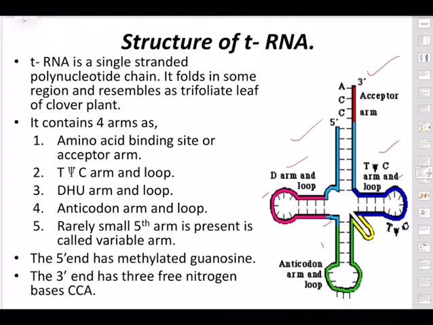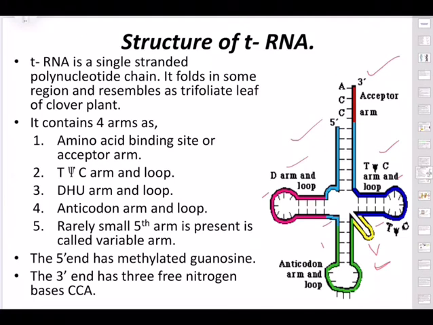And the most important one, which you should never forget, is the fourth one, the anticodon arm. This is very, very important. So you have the A arm, that is amino acid binding, the T arm, the D arm, and the anticodon, AC arm. This is how you can remember it. Rarely, a small fifth arm is present. It is called the variable arm. You can remember it as V, variable arm.